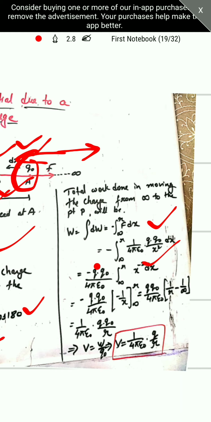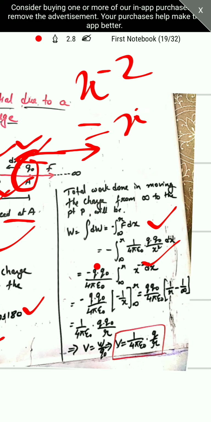Again, 1 by 4 pi epsilon 0 into Q Q0 will come out of the integration, so we will do the integration of only 1 by x square, which is x raised to minus 2, and that integration would be minus 1 by x. You all must be knowing how to do the integration of x raised to minus 2. It will be x raised to minus 2 plus 1 upon minus 2 plus 1, and this will be minus 1 by x.